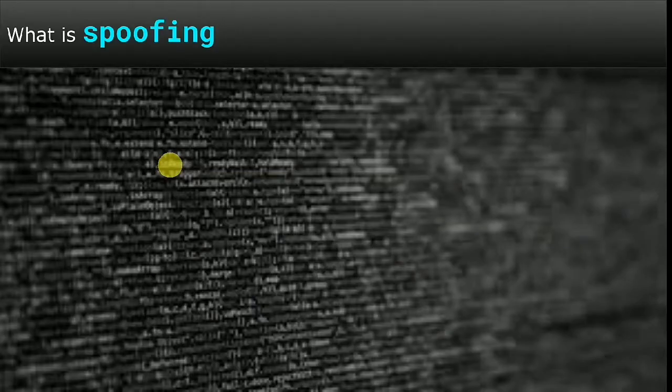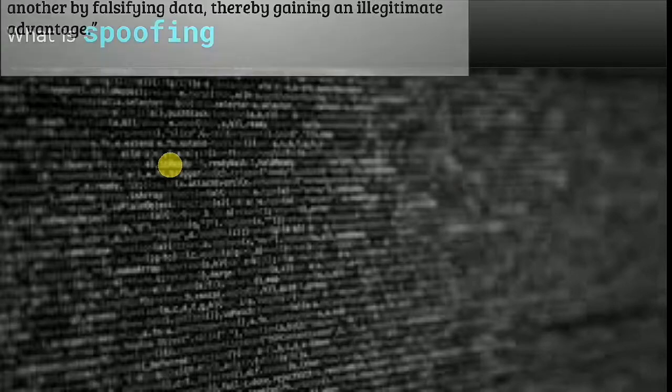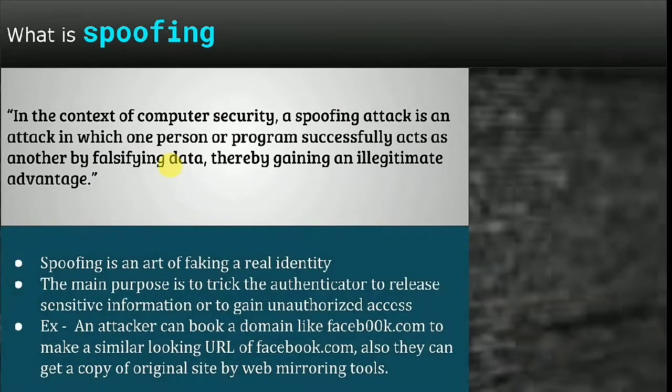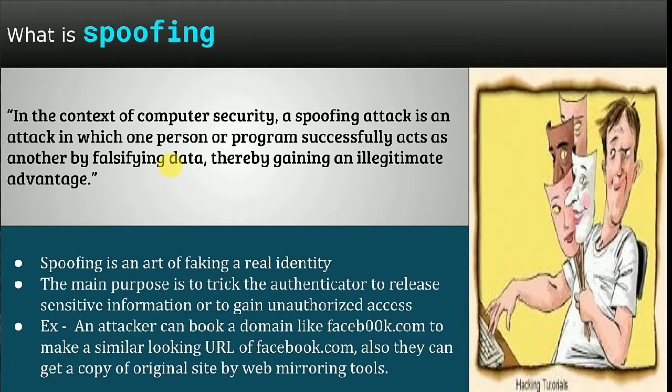First of all, I am discussing what is spoofing. Spoofing, in the context of computer security, is an attack in which a person or a program successfully acts as another by falsifying data, to gain an illegitimate advantage. Spoofing is the art of faking a real identity. The main purpose is to trick the authenticator into releasing sensitive information or granting unauthorized access.